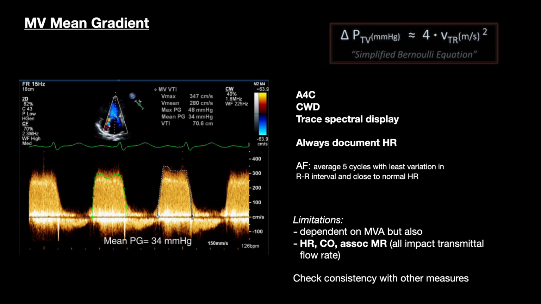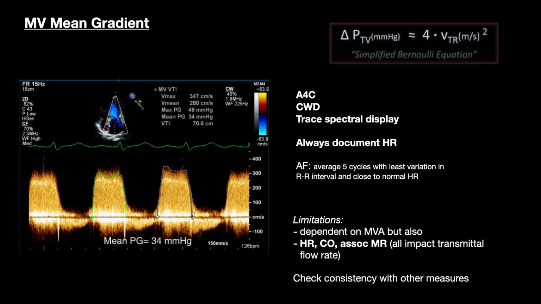So this is most commonly done in the apical 4-chamber view. It can definitely be done in the apical 2 or 3-chamber view if you're unable to line it up satisfactorily in the apical 4-chamber view. And it's a good idea to recheck your measurements in other views as well. So practice it in the apical 4 and the 3 and the 2 when you can. After you've CW'd through the valve, you then trace the spectral waveform.